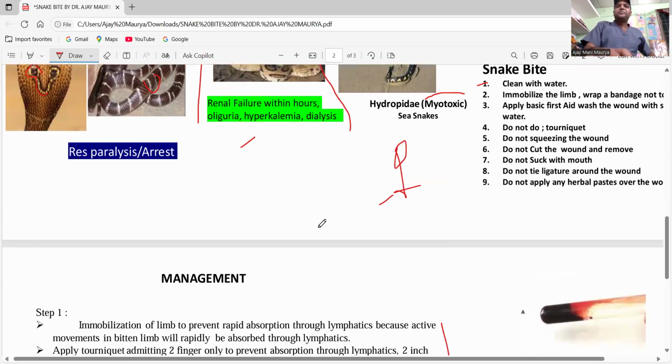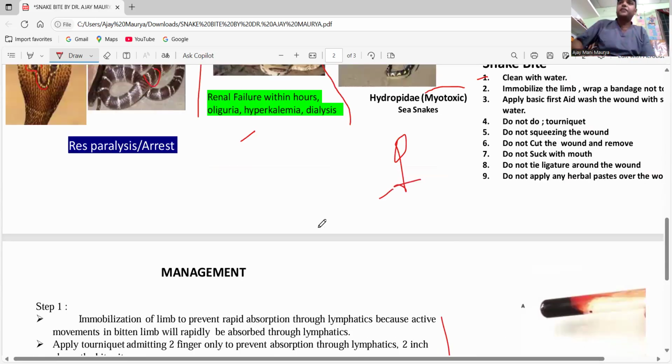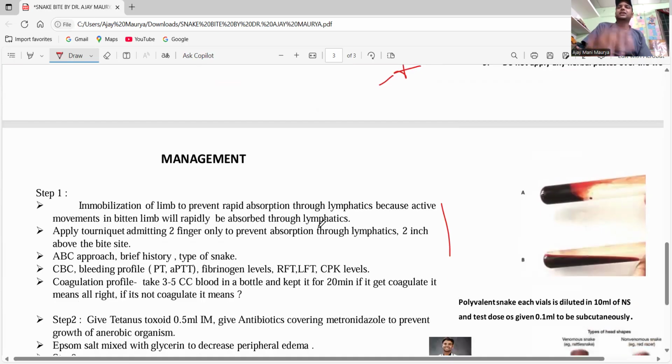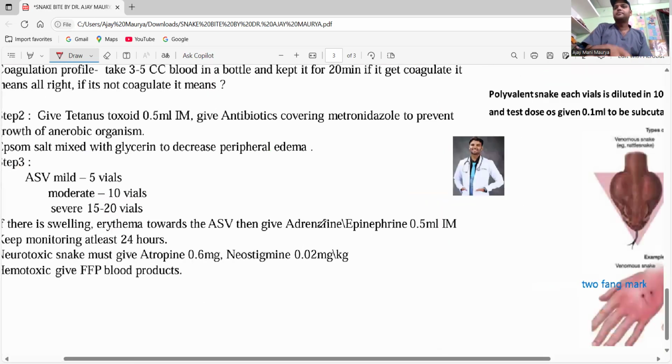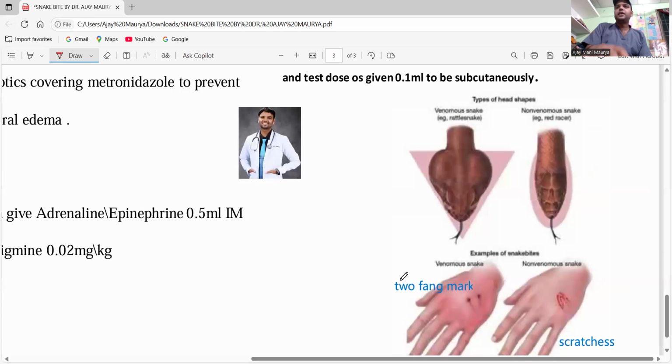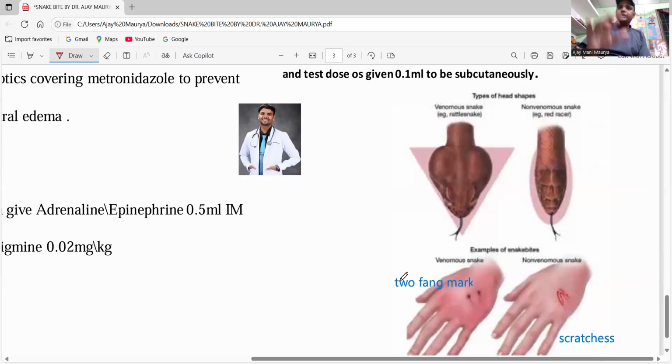Okay, if they don't know that, we have to identify. First of all, you have to see the fang marks here. Okay, fang marks. See, actually, if the person is bitten by a poisonous snake, there are two classical fang marks here.